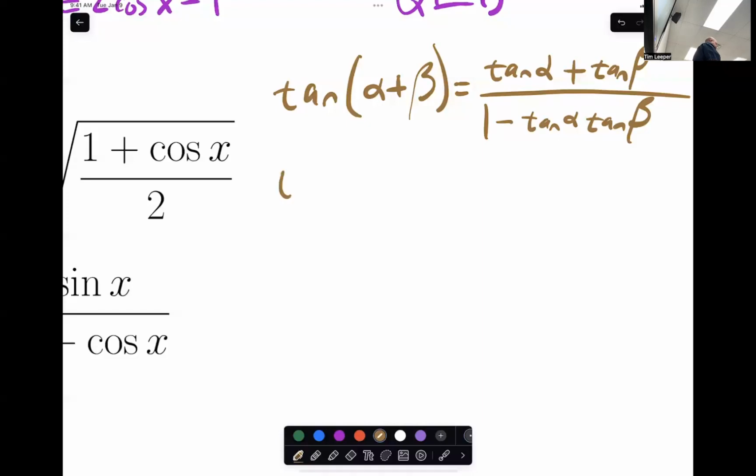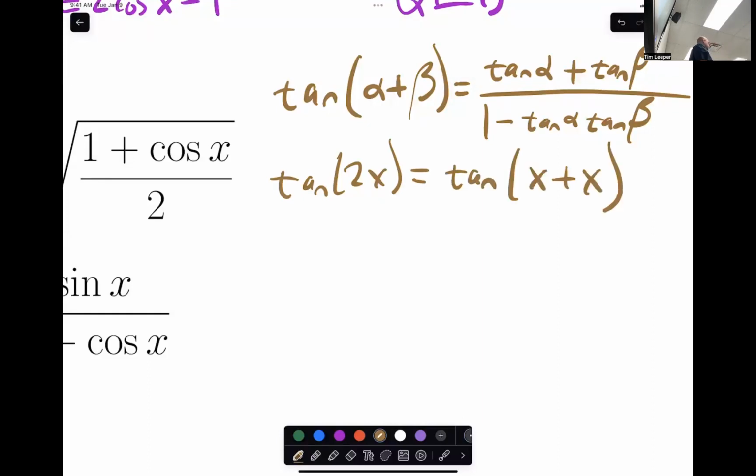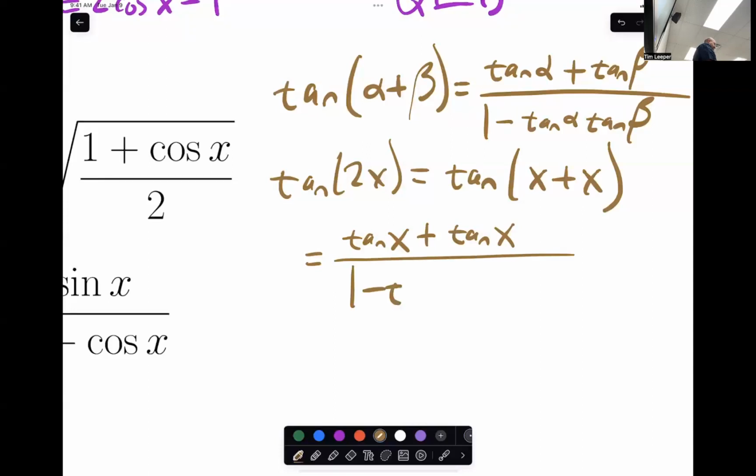In other words, what is the tangent of, say, 2x? Well, tangent of 2x is tangent of x plus x, just like we did before, right? Let's just plug it into the formula. That's going to give me the tangent of the first x plus tangent of the second x, all over 1 minus tangent of the first x times tangent of the second x.